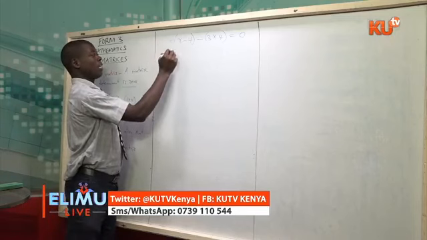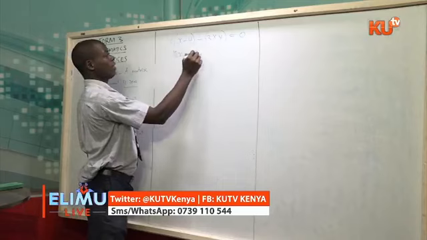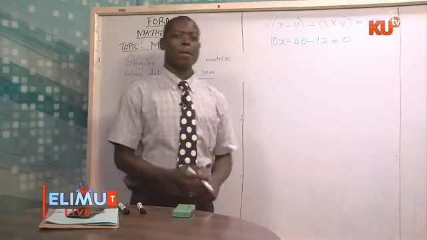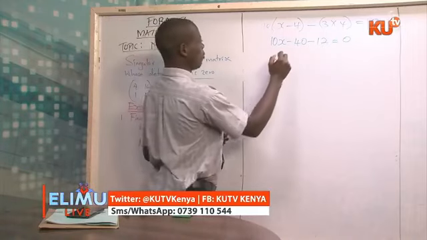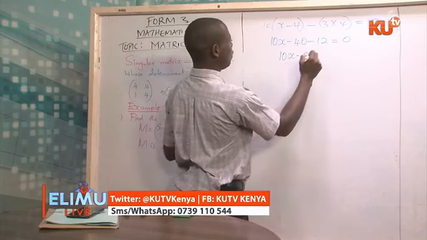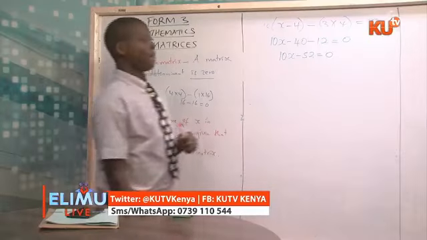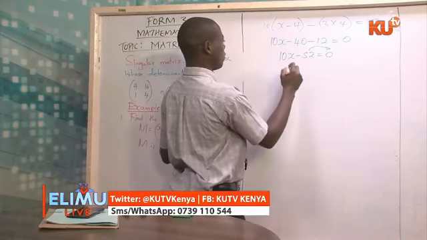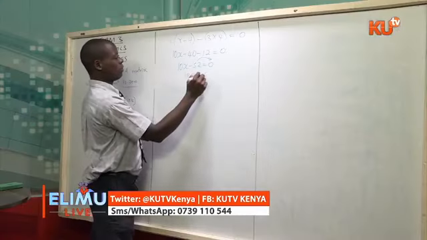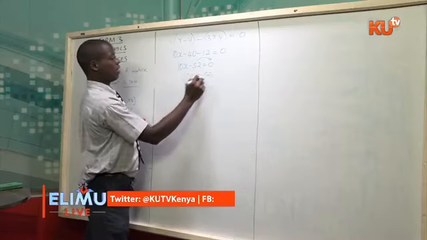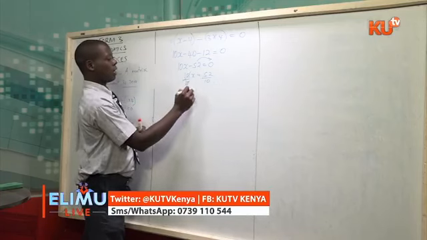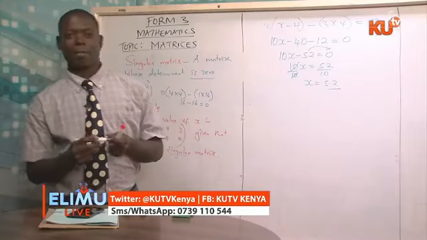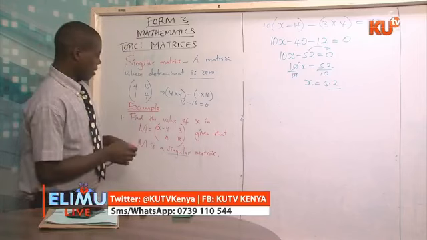By expansion, this will be 10x less 40 less 12 is 0. Minus 40 minus 12 is minus 52. Therefore, this is 10x minus 52 is 0. We collect like terms by taking negative 52 to the right side, and it turns positive. So 10x equals 52. Then we divide by 10, this cancels out, and x is equal to 5.2. That is the value of x in that matrix.